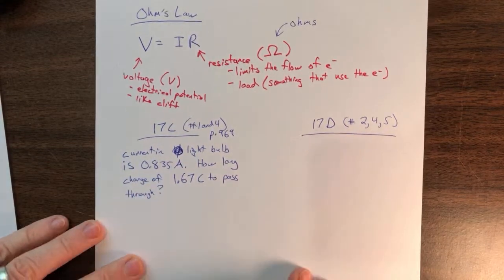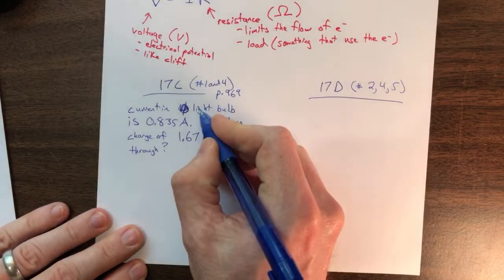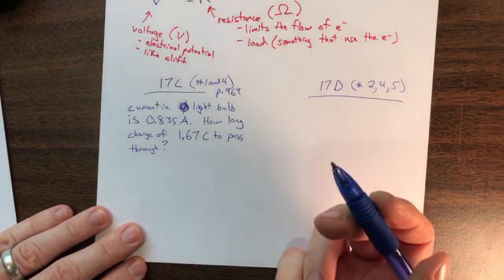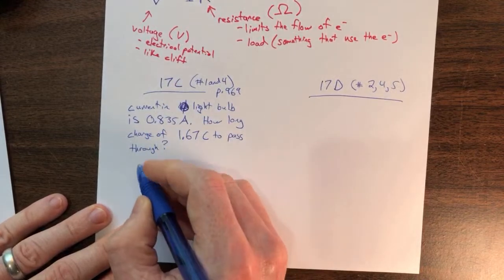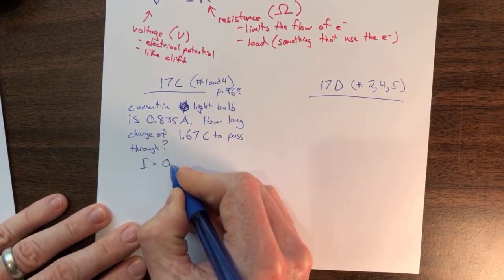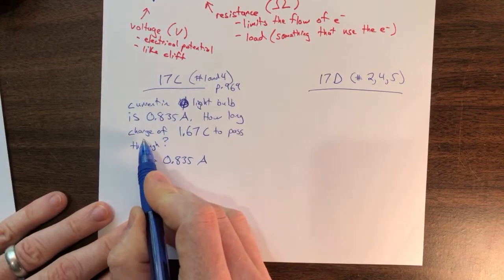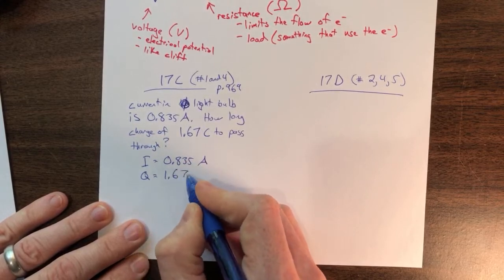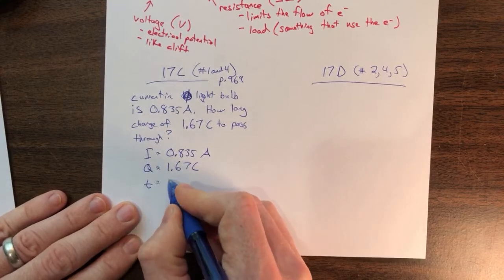Which is kind of a strange question. I mean, who really cares, in all honesty? But that's what it is. So which equation are we going to use? Let's write down what we know and what we don't know. This is going to be our current, so I is 0.835 amps. We have a charge, so this is our Q of 1.67 coulombs. And it's asking how long, so we're solving for time.